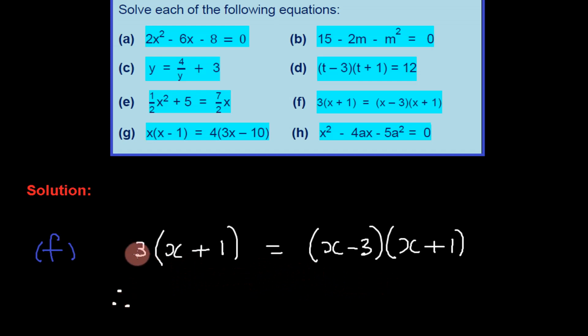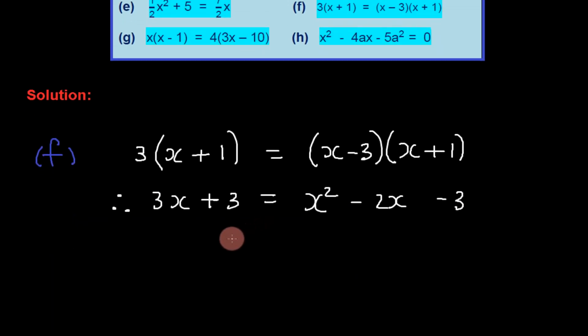So on the left-hand side, we can multiply the 3 into the brackets. And in multiplying out the right-hand side, x times x is x squared. Negative 3 times positive 1 is negative 3. Then the middle term, negative 3x plus 1x is negative 2x.